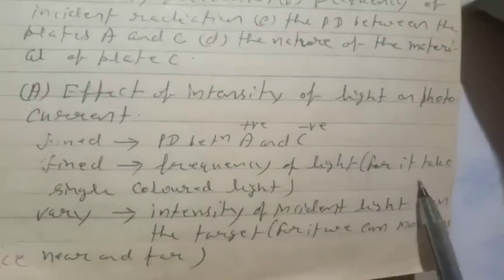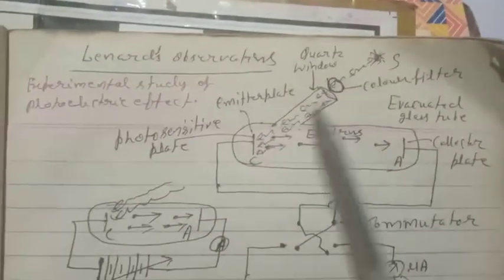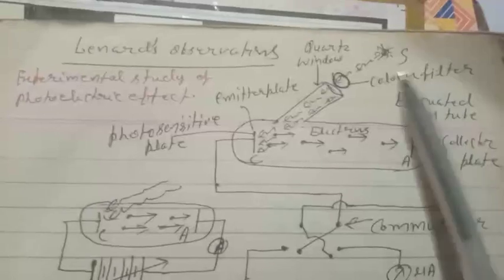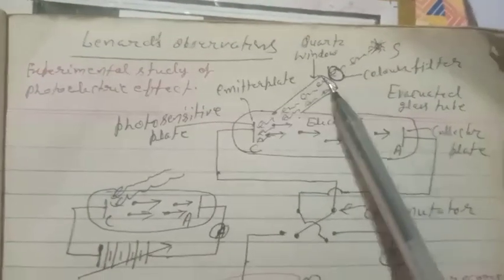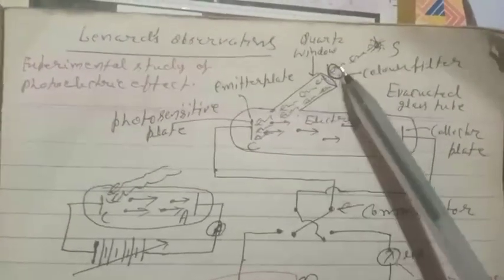Fixed frequency of light. For it, take single colored light. Now we have to fix the frequency of light, so we have to take single color light, so we use a color filter. So only one color of light passes through this window and strikes the metal plate.